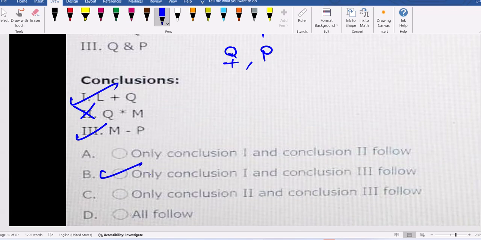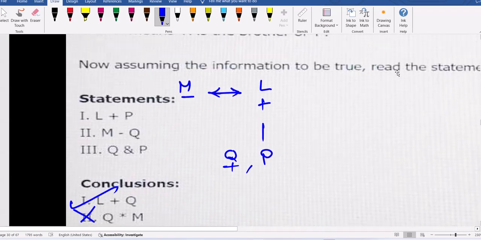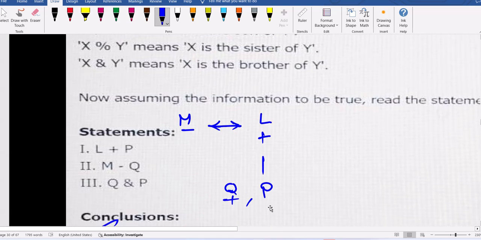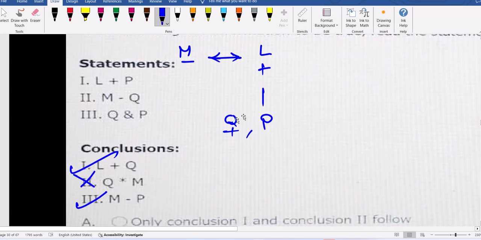Here is the defined symbol. You draw the diagram with respect to the blood relation concept. Plus means father: L is father of P. Q and P: Q is brother of P. M minus Q: M is mother of Q. Already L is father of Q, and M is mother of Q, so L and M are a married couple. Q and P are children of M and L. L is father of Q and P both. That's the first conclusion: L is father of Q. M minus P: M is mother of P. That's correct.